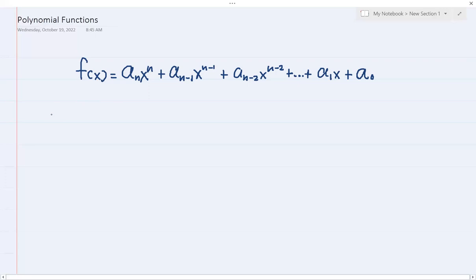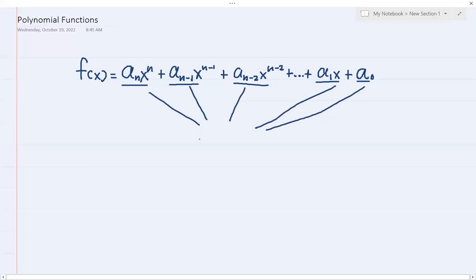Let's discuss the parts. These individual terms, I actually mentioned already: a sub n times x raised to n, a sub n minus 1 times x raised to n minus 1, and so on and so forth. These individual parts are what you call your terms.